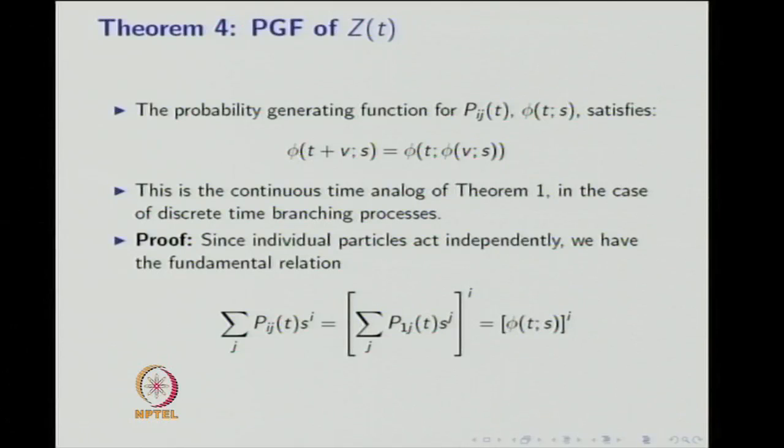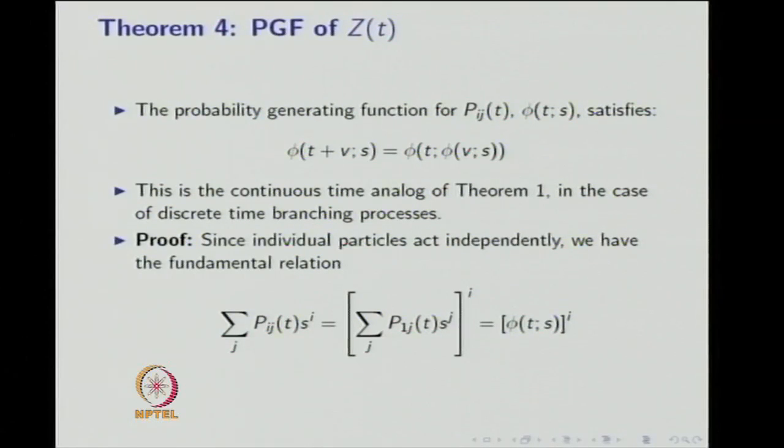This is a continuous time analog of theorem 1 in the case of discrete time branching processes. We will discuss the proof. Since individual particles act independently, we have the fundamental relation: the probability generating function for p_ij(t) is the summation over j of the transition probability p_1j(t) s^j, the whole power i.